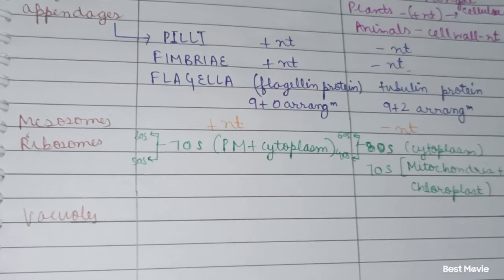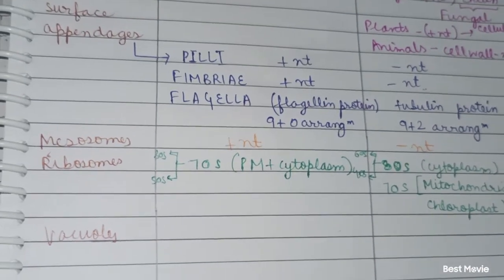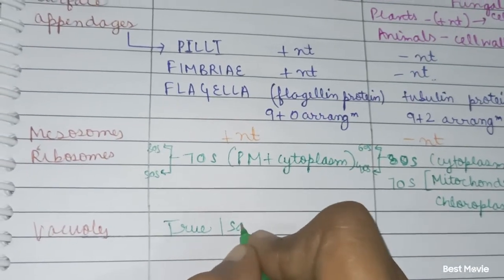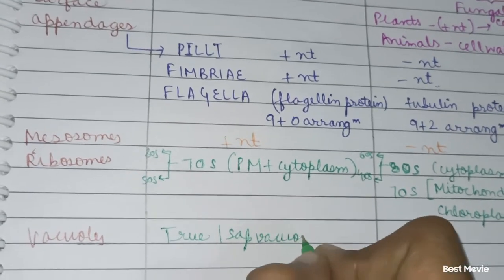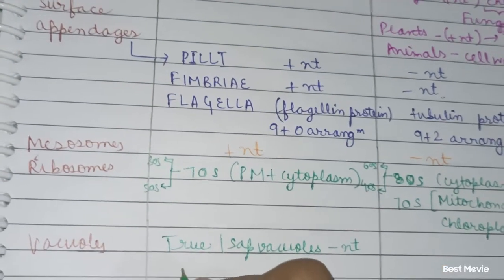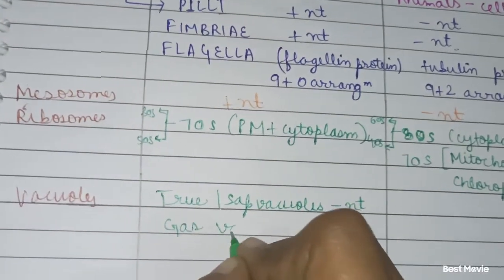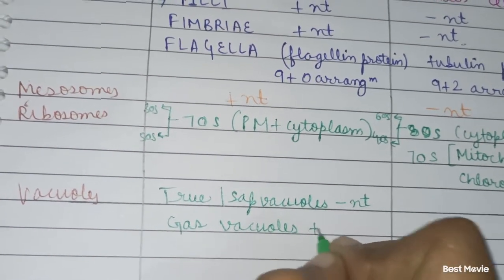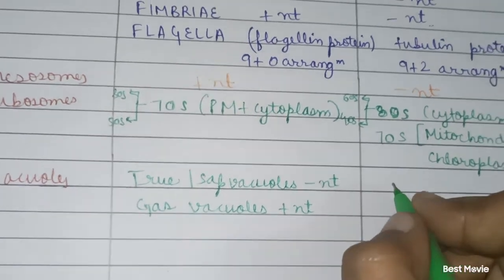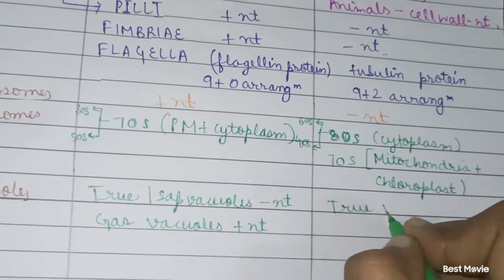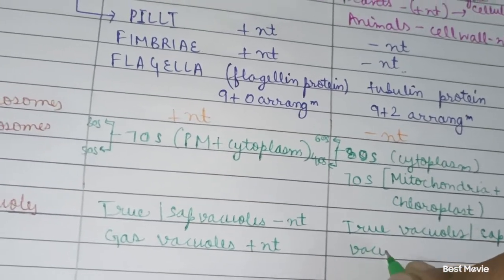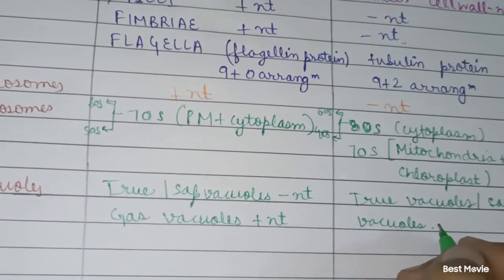The next difference we have is on the basis of vacuoles. So in bacteria, true vacuoles or sap vacuoles, which we read in the last topic, for reference, refer to part 2. True vacuoles or sap vacuoles are absent in prokaryotes, whereas gas vacuoles are present. Here in eukaryotic cells, true vacuoles or sap vacuoles, as we call them, are present.